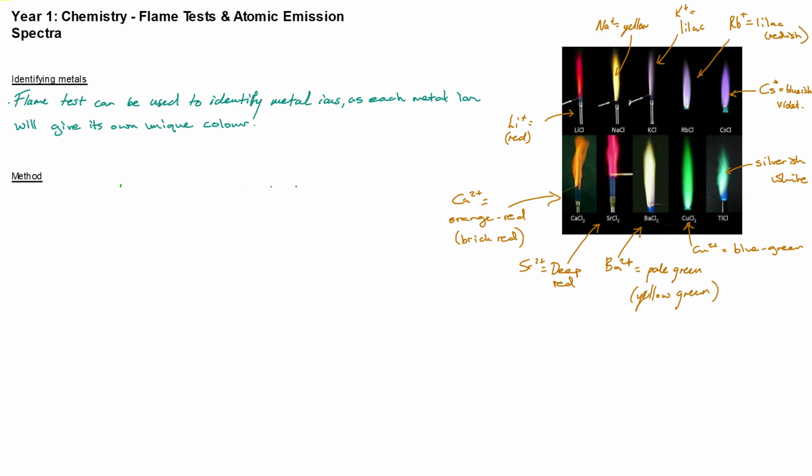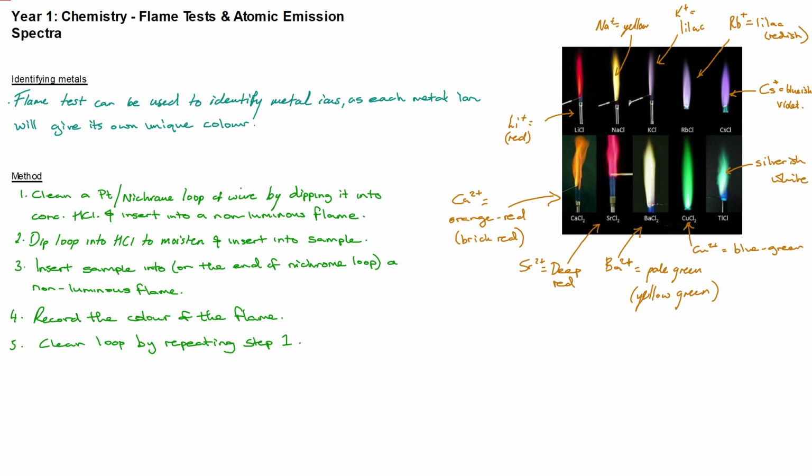And the other thing we need to know is the method of how to do an actual flame test, and I've summarized the method here. First, we need to clean a platinum or nichrome looped wire. So you can see the looped wire here being inserted in. In fact, in this one you've got a splint here, but usually it's something that looks like a glass rod with a piece of nichrome wire looped on the end of it, or platinum. We don't tend to use platinum because it's too expensive. Nichrome's unreactive, we don't want it reacting with anything. And it's a lot cheaper as an alternative to platinum.